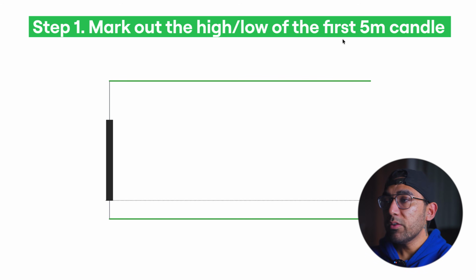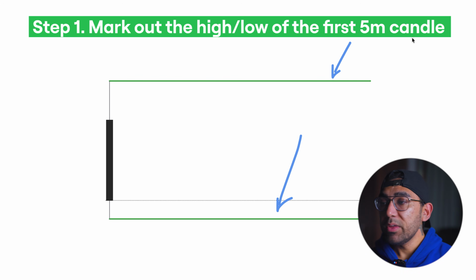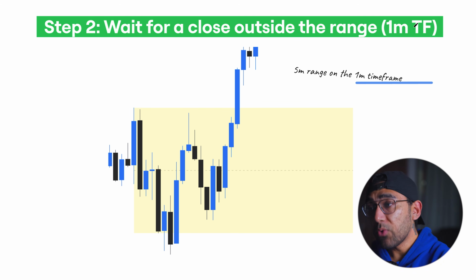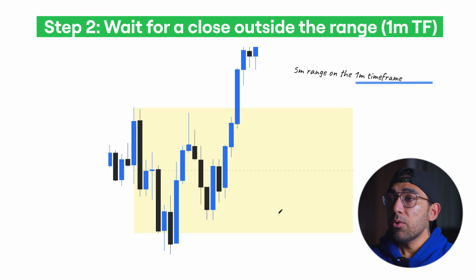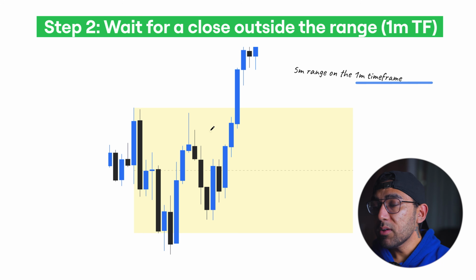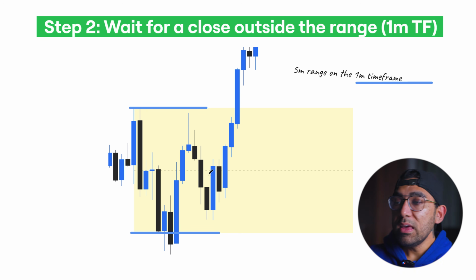So step number 1 is we are just going to mark out the high and the low of the first 5-minute candle that forms at 9:30 a.m. Eastern time. Then the next thing we're going to do is switch over to the 1-minute time frame, as you can see here, and look for a 1-minute candle to close outside of the 5-minute range. If you look at this yellow box, this is essentially the high and the low of the 5-minute range that you just saw. What you're actually looking at is the 1-minute candle formation inside that range. On the 1 minute, you're seeing individual 1-minute candles forming within that 5-minute range.